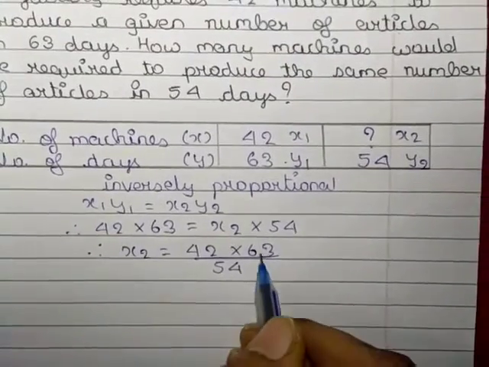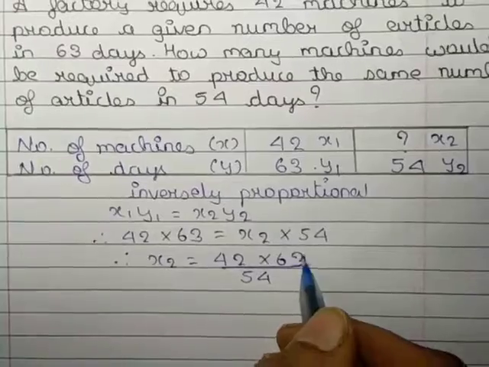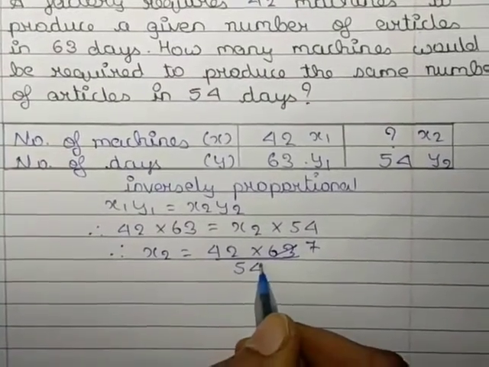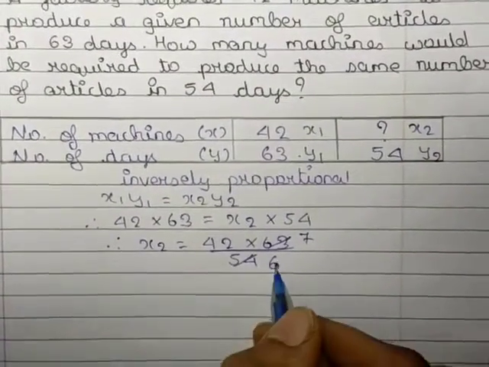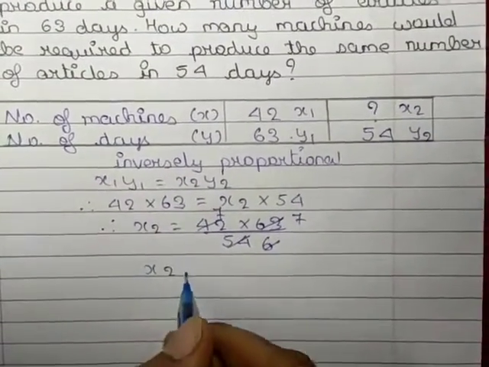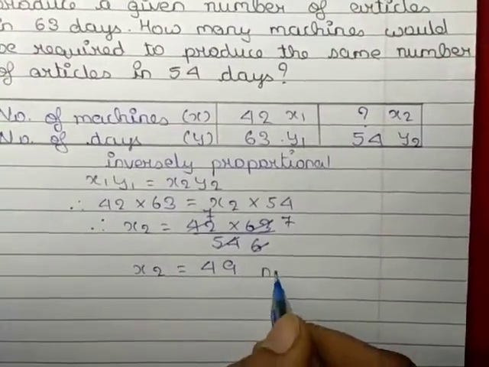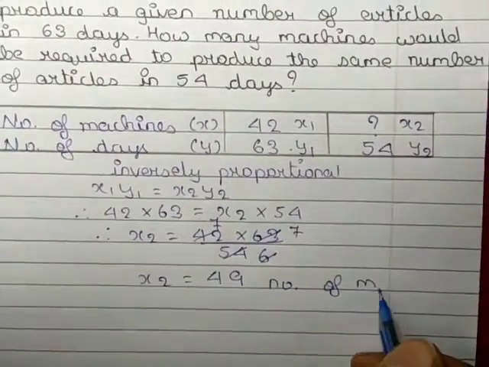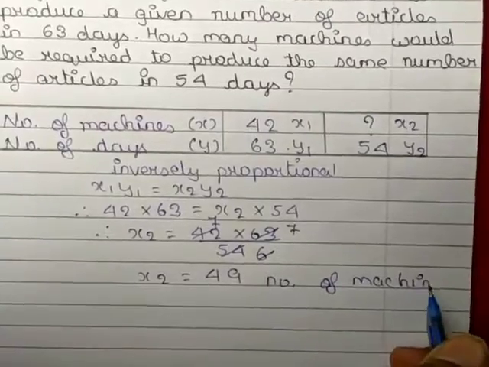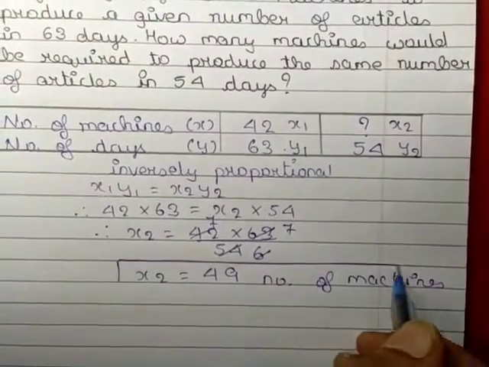5 plus 4 is 9 and 6 plus 3 is 9. So this will get divided by 9. 9 7s are 63, 9 6s are 54, and 6 7s are 42. So X2 will be 7 multiplied by 7, that is 49 machines. So for the same number of articles to be completed, it takes 49 machines.